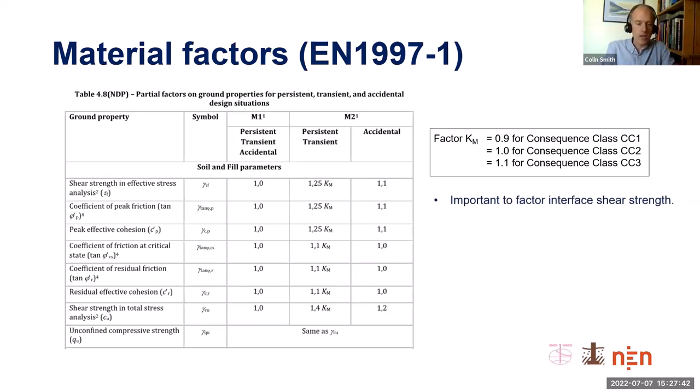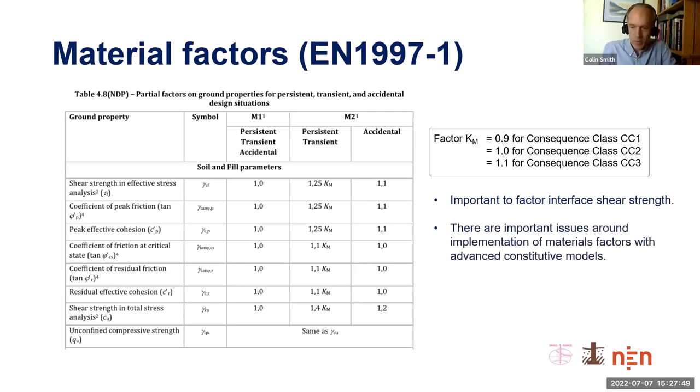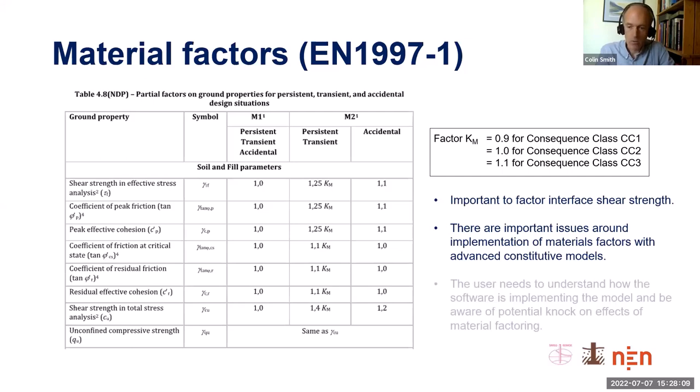But what I would say is, as well as that, of course, it's important to factor interface shear strength. There are, of course, a number of important issues around implementation of materials factors with advanced constitutive models. Here we are essentially factoring the ultimate strength of the material. But where we have advanced constitutive models, things can become more complicated. Generally, the Eurocode is not looking to address those more complex issues, and it's leaving that to the user to understand how the software that you're using is implementing the model and the potential knock-on effects of applying factors to your materials or to those parameters which end up providing the strength within the numerical model.